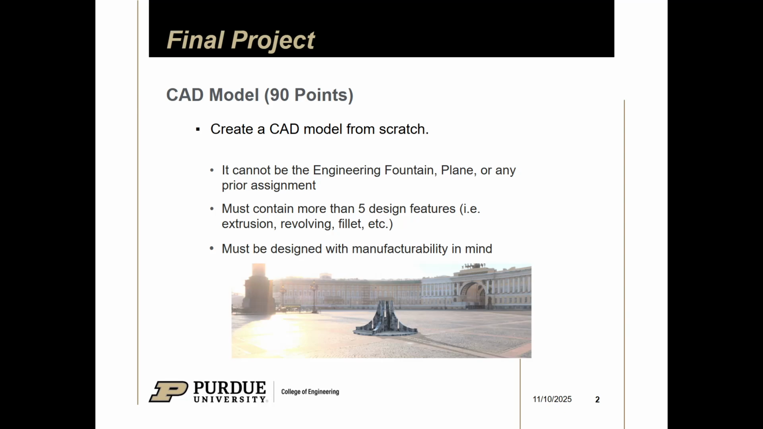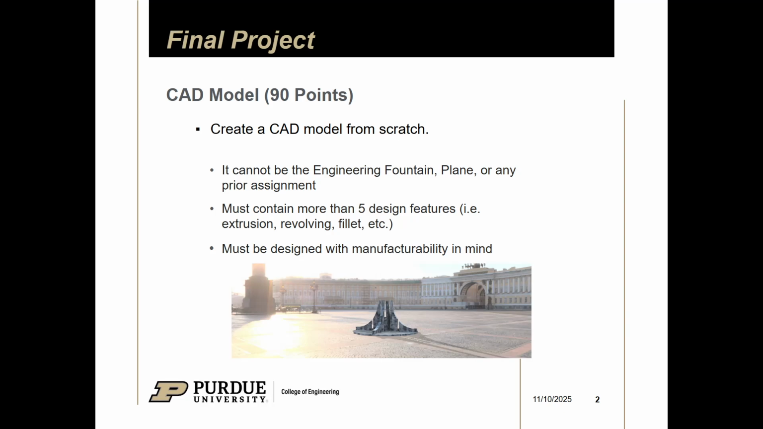I talked a little bit about this last week, but basically, don't worry too much about this because it's actually not that bad. Your final is just to make anything you want. There's just a very loose set of constraints. Obviously, it can't be something that we made in class previously. It must contain at least 5 design features. An extrude will count as a design feature, or a revolve, or a fillet. So we want at least 5 of them.